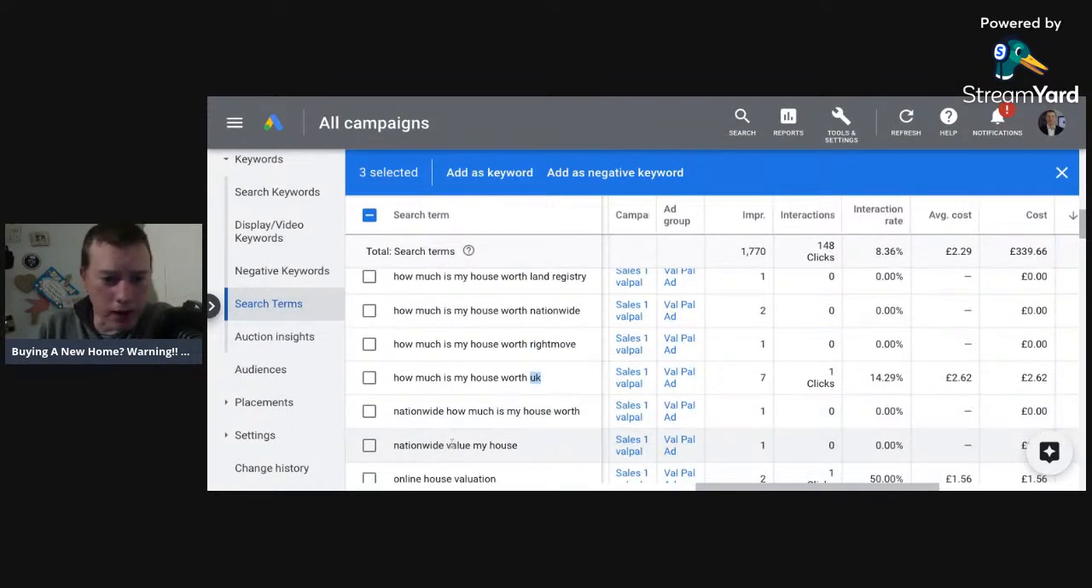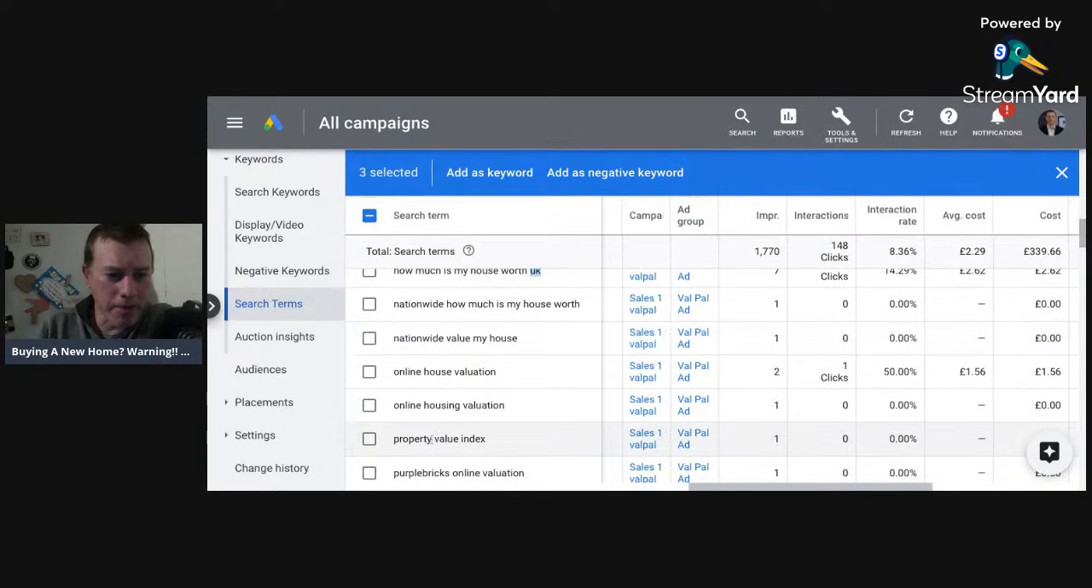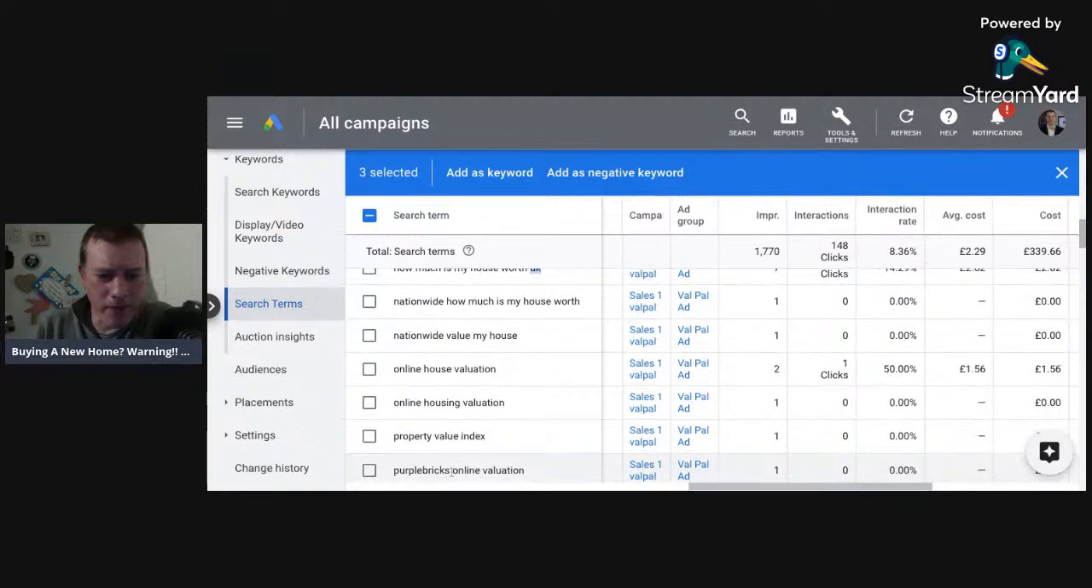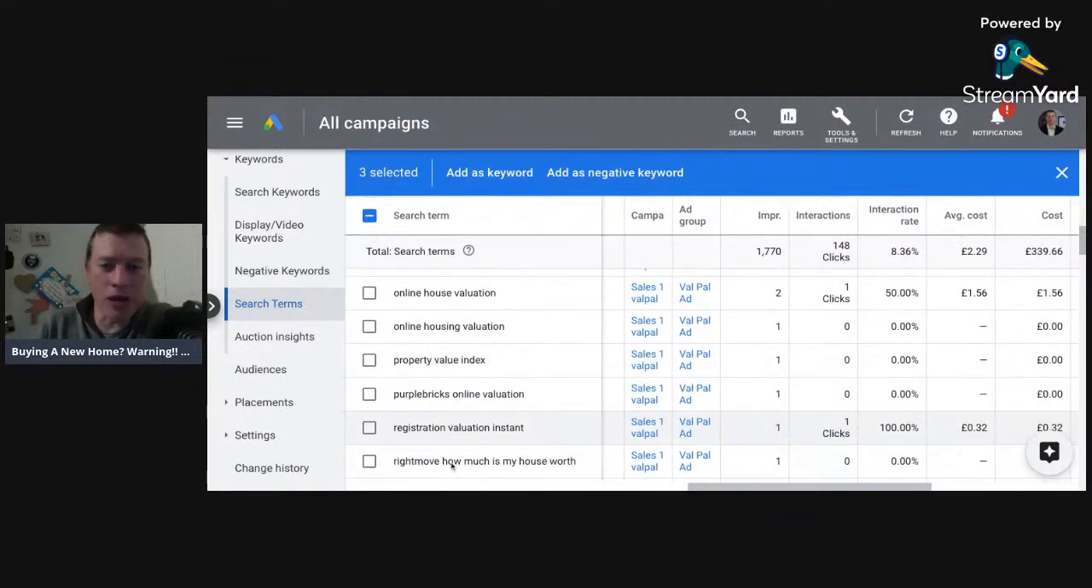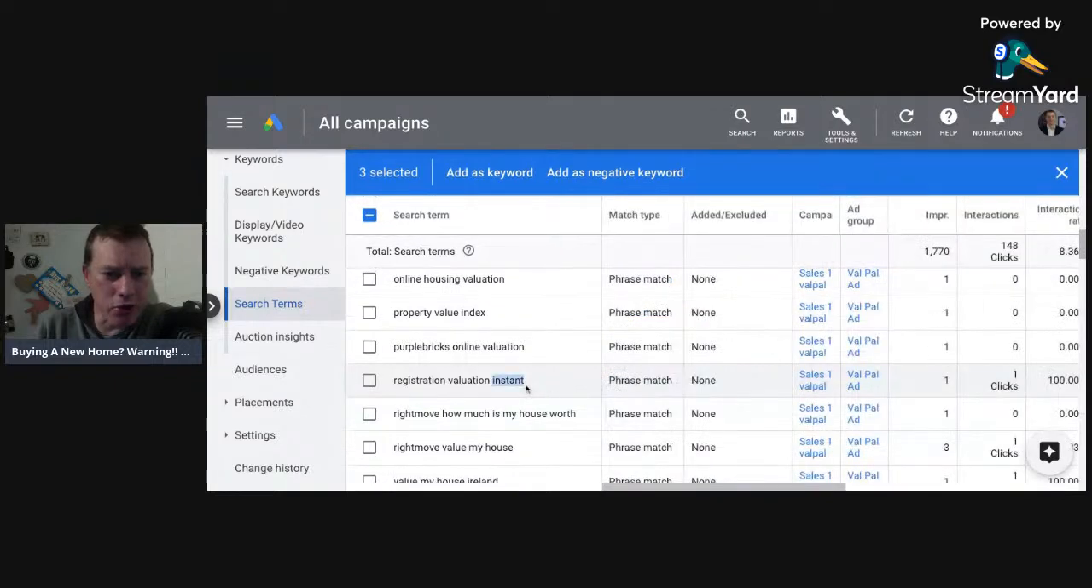So all we do is just come down here and go through the list and make sure that we're not showing things like property value index. And then every 30 days, we come into here, and if we did get a click, then registration, registration value instant. That's interesting. All right. So that phrase there is nothing we want to go for, but we want the word valuation. So we also want instant. So the word registration, I don't know. I think people have had a drink when they do this.